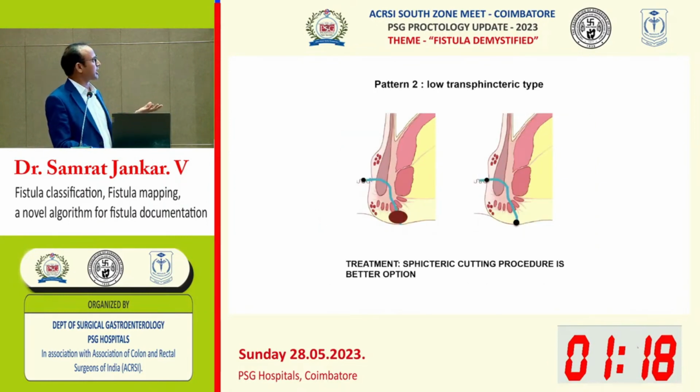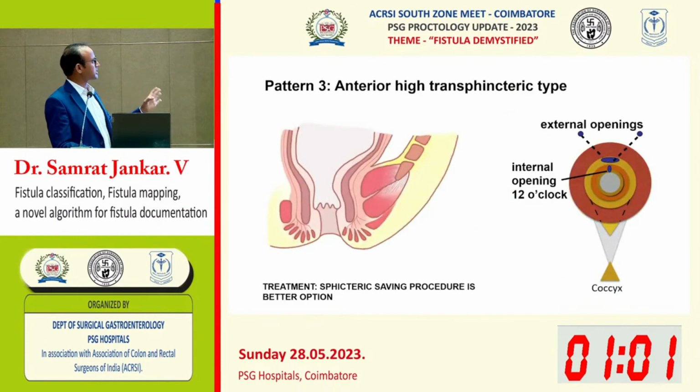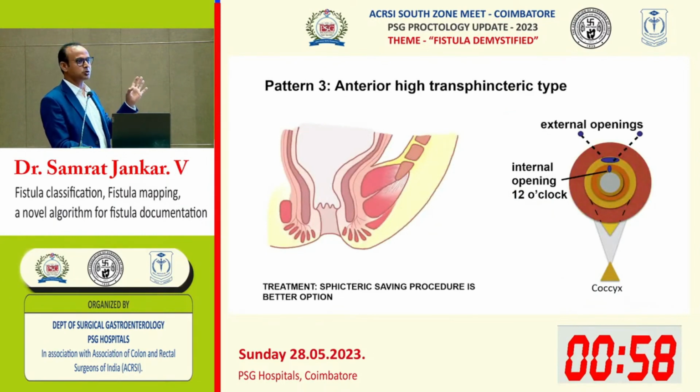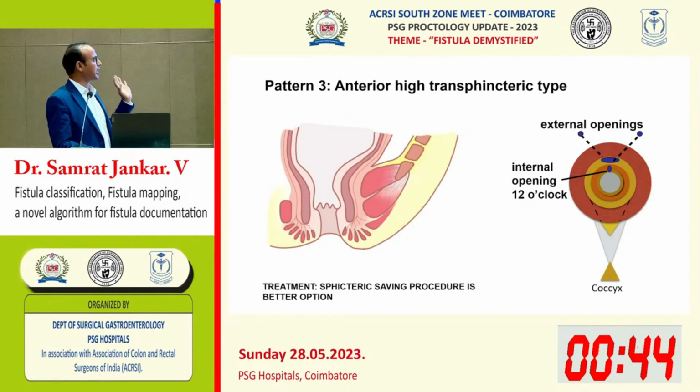Coming to the second one, low transsphincteric pattern, which is very easy because it is going in the superficial or subcutaneous part. You can go for a sphincter cutting procedure, whatever procedure is preferential. But these are the most common types where fistulotomy, that is sphincter cutting, can be done without any fear. Coming to the next is anterior high transsphincteric. When it comes to a female patient, it will become a complex one. Even in the male also, if it is going in the perineum, it will become complex. Here comes the role of the sphincter preserving procedure. Whatever the sphincter preserving procedure of your choice, coming to LIFT, flap, laser, whatever is there, we can apply that.